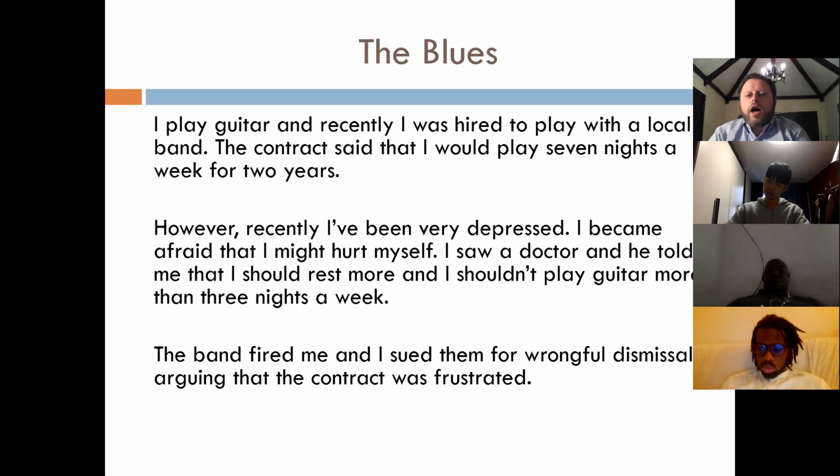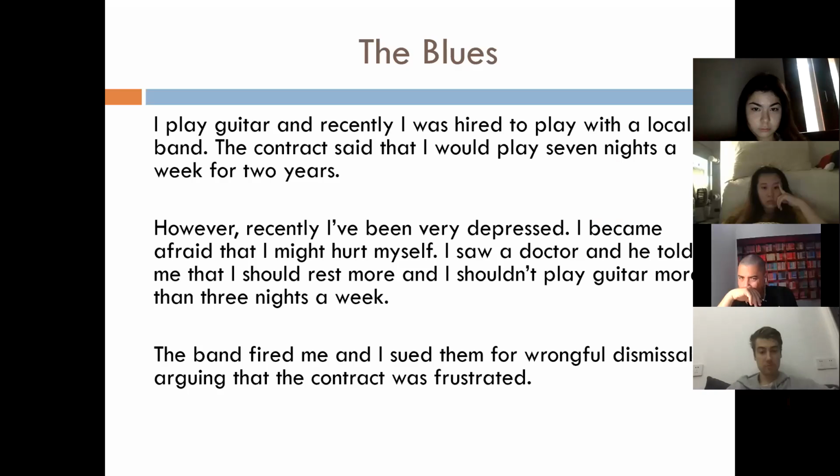Let's look at this first. I play guitar. I was hired to play with a local band, and the contract said I would play 7 nights a week for 2 years. However, recently I've been very depressed and I'm afraid I might hurt myself. So I go to see the doctor and he says, listen, you have to rest. You can't play guitar more than 3 nights a week. The band fires me. I sue them for wrongful dismissal because I say the contract was frustrated. What do you think, Aruni?